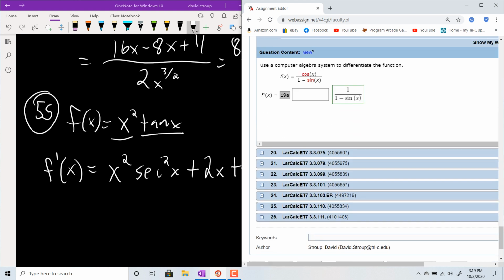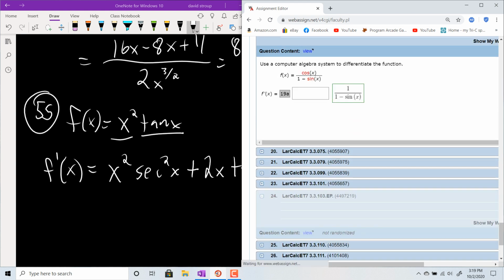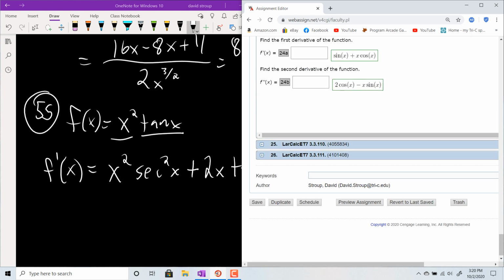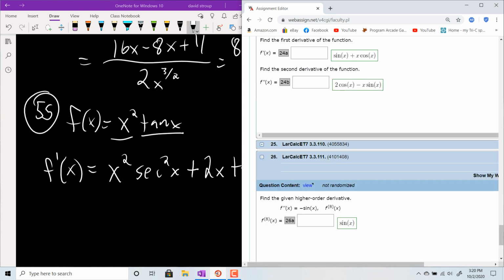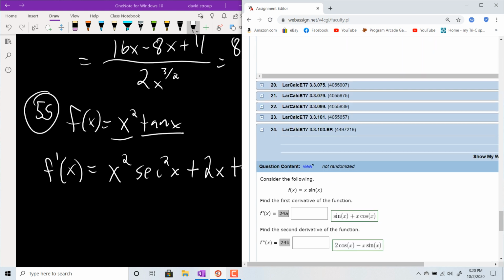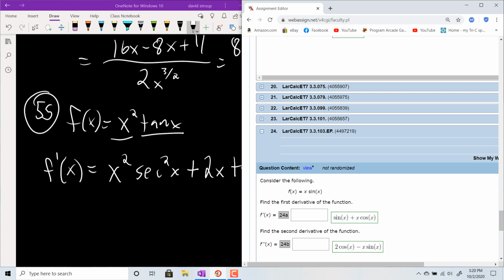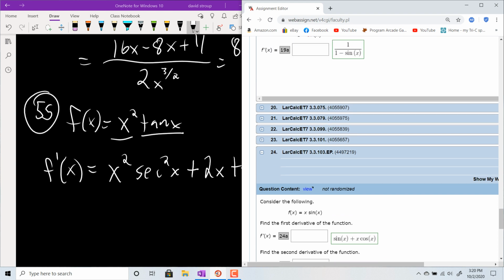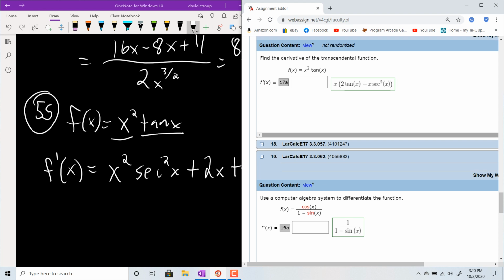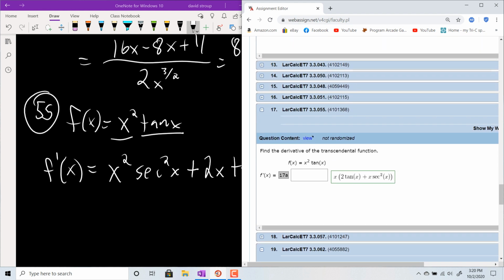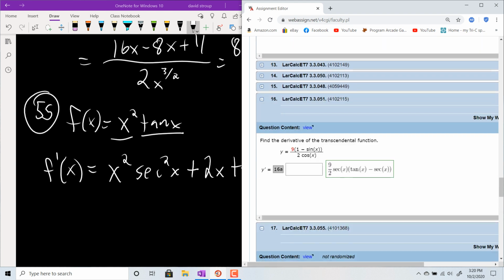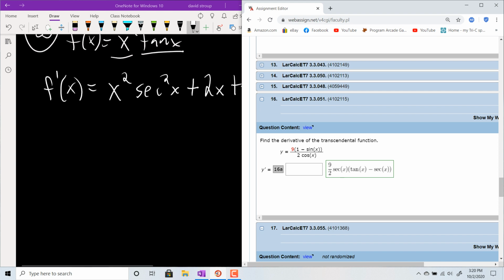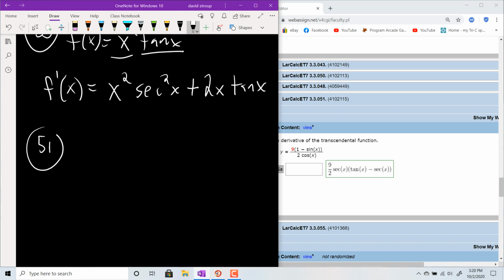Let's see if there's anything. I was wondering if the logarithms were in here. Did we do the logarithms in this section? Well, I only have problems up to 51 anyways, so we're not going to be looking at those. I just went up to 51. Sure, we could try that if you want. So this is number 51 in 3.3.